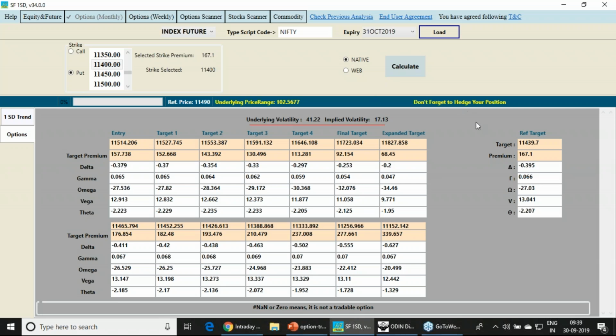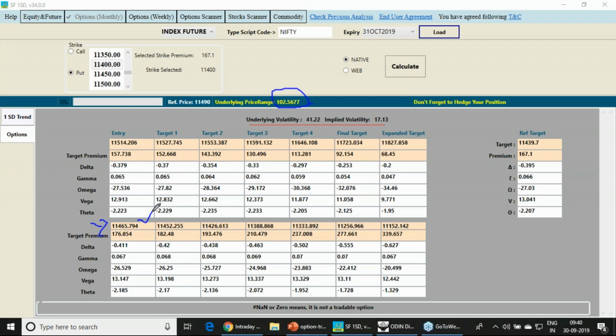Now the underlying price range has also changed to 103 rupees, which was 81 rupees earlier. Because a fall in the price brings the volatility increase, that is a 20 rupees expansion that has happened, and it is telling me that at this moment, if I want to trade in the put option, I need to wait for the 11,465 level to break, then I can enter. So I can enter the put options.